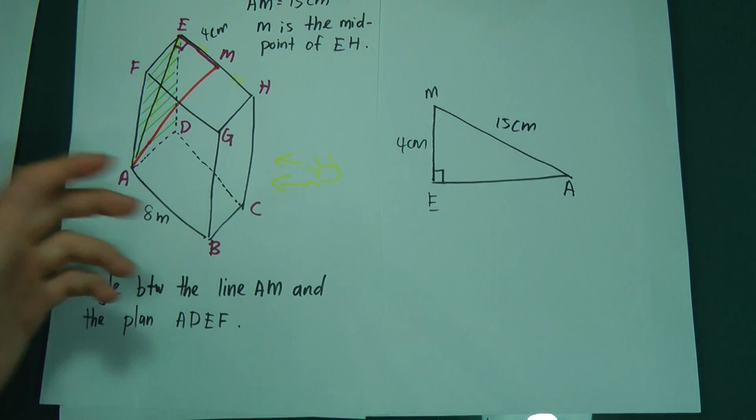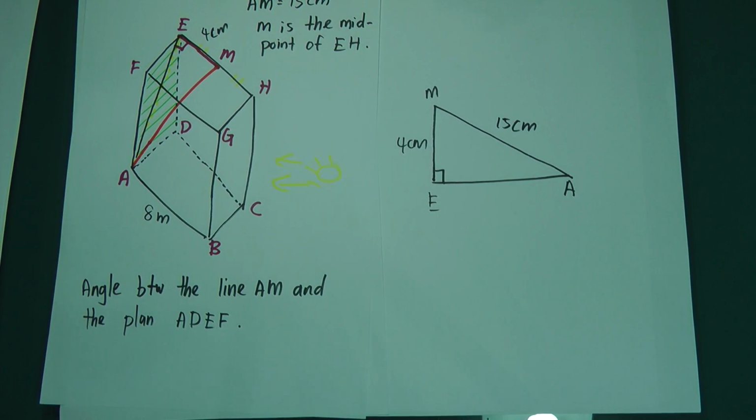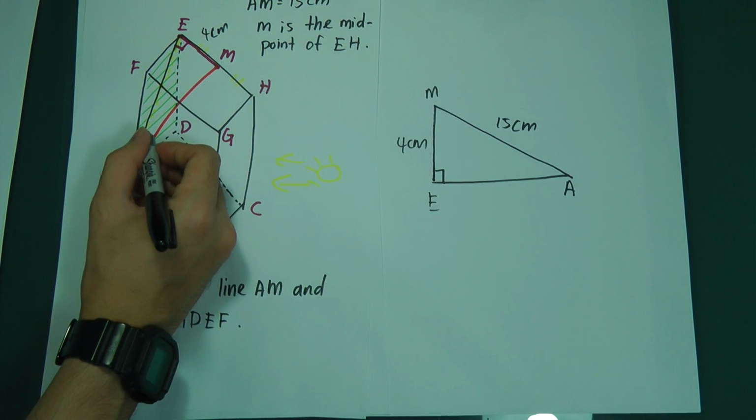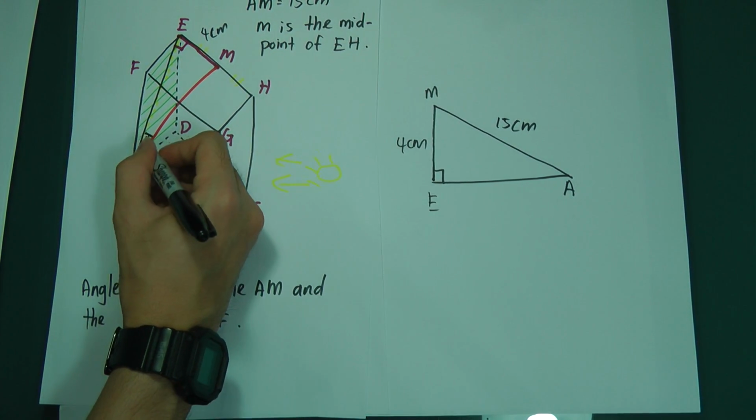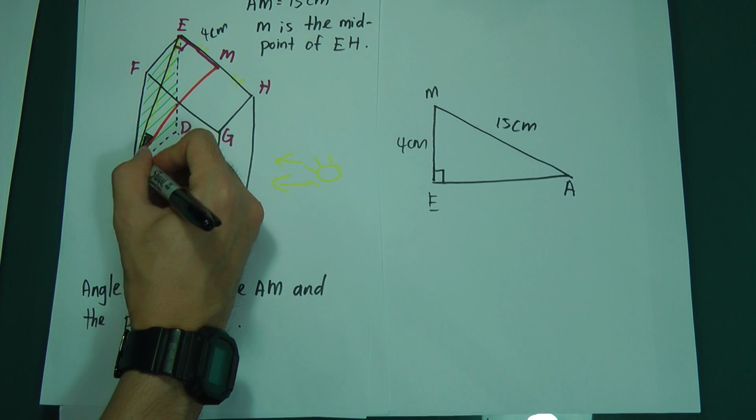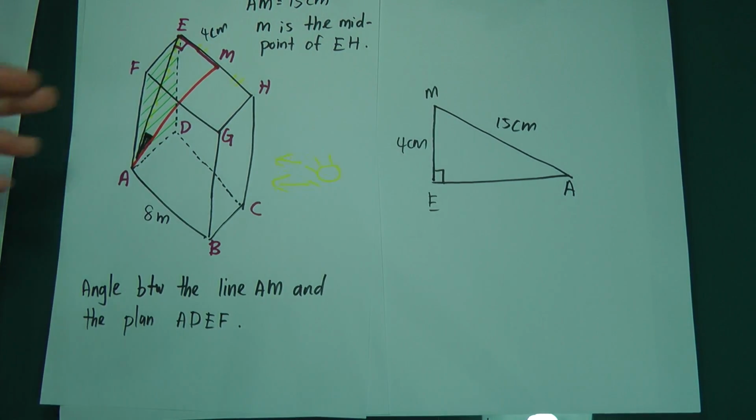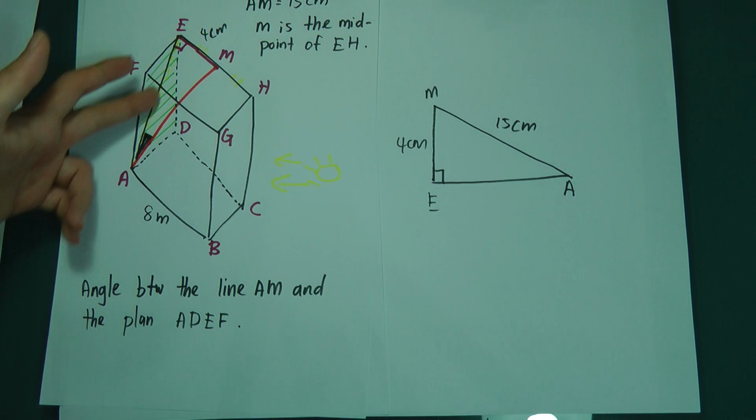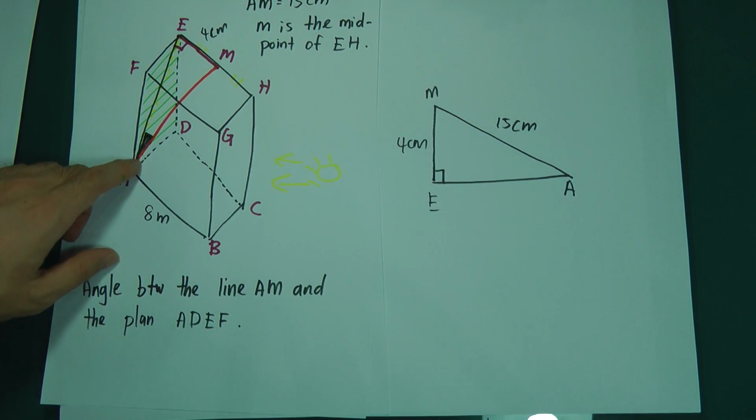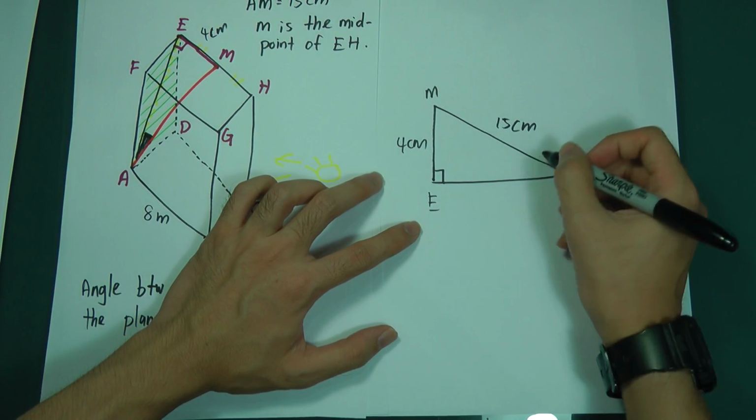From here, where is the angle in between? Obviously, the angle in between is this one. This over here will be the angle in between, meaning the angle between the line and the plane. This is the angle in between.